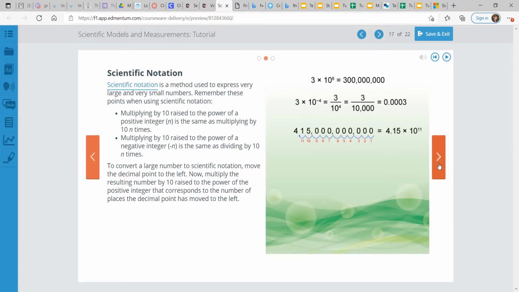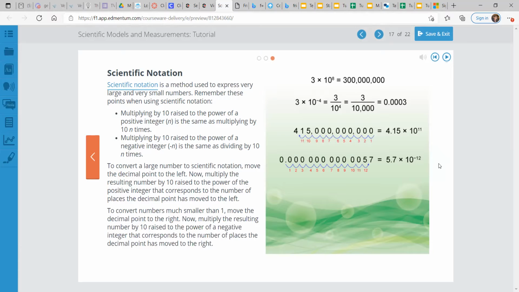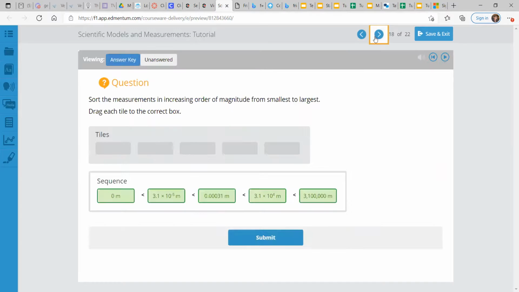And here's another way to explain it. There's another visualization. So 4.15 times 10 to the 11th. You can start from 4.15 and then move 11 times to get a bunch of zeros. And then 5.7 times 10 to the negative 12. Start with 5.7 and then move 12 times to the left. Okay. Easy peasy.